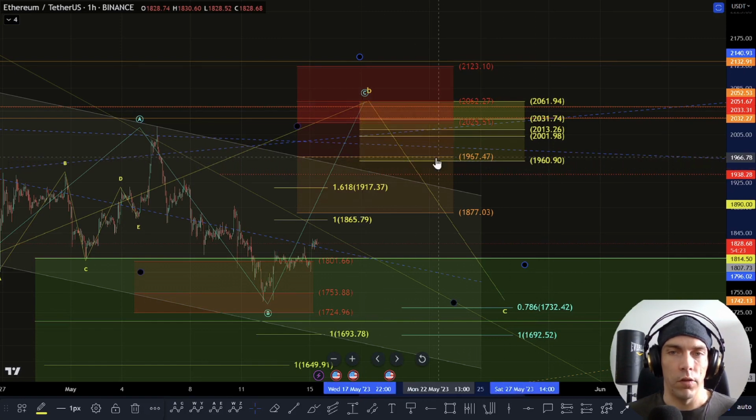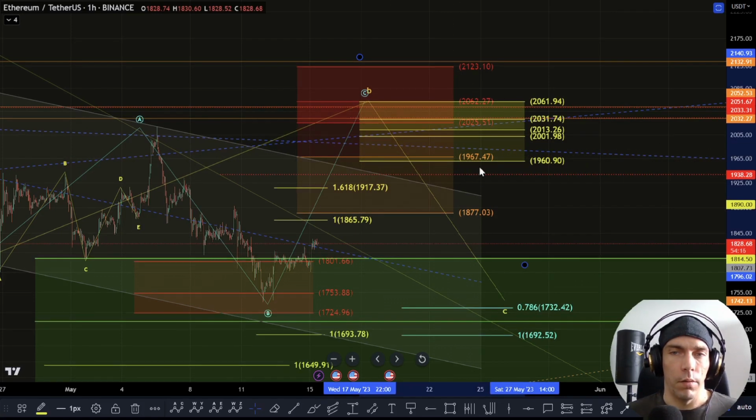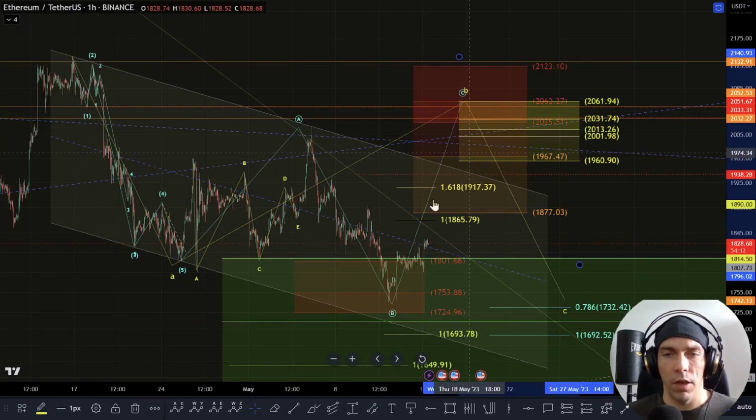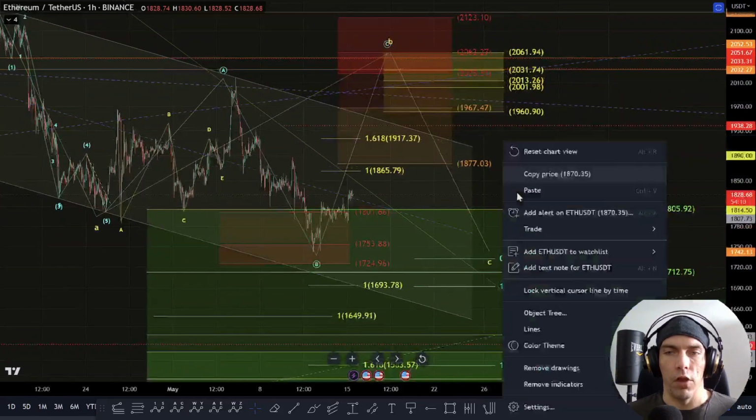We have this 50% of this 1960, and then we also have this area here of this 1967 as a one-to-one of this as an A wave. So going to be keeping an eye on this to see whether we get a rejection off of these areas.